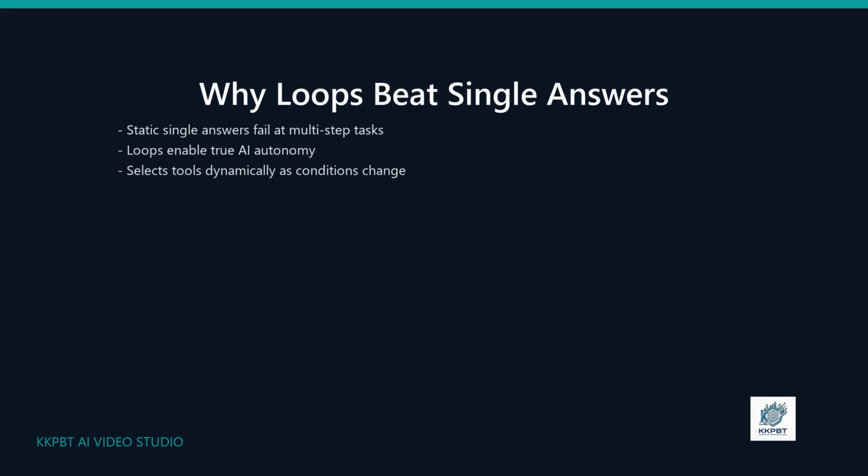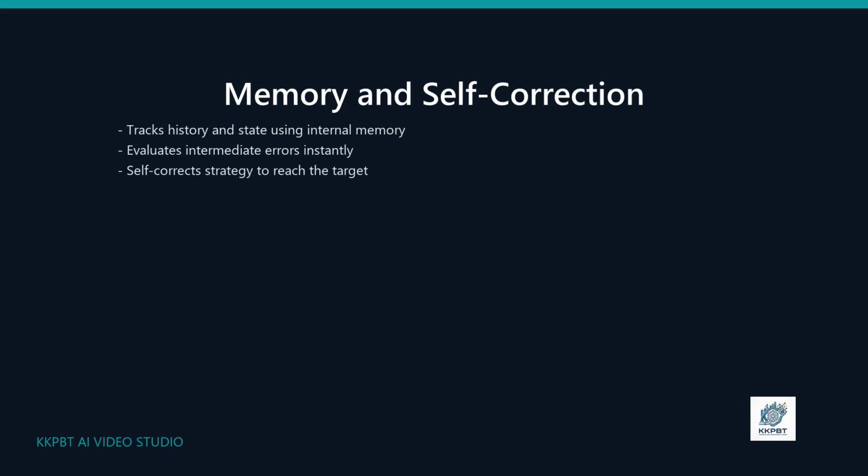Why is this execution loop so important? Older AI systems gave static, single-turn responses. If a task needed multiple steps or hit a roadblock, the old system failed. An agent execution loop gives AI autonomy. It breaks big goals into smaller steps, dynamically selects tools, and adapts based on immediate feedback rather than relying on one simple reply. System memory and state evaluation play a key role here.